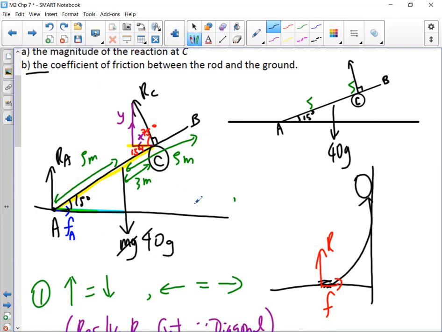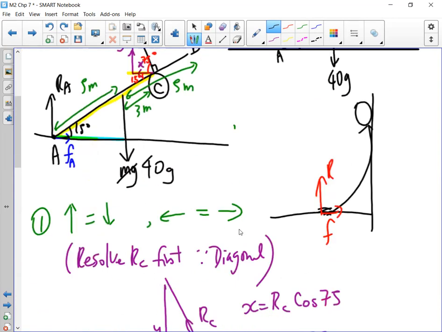You will answer most of the question, unless it's a 1 mark or 2 mark question asking you, what do we mean by uniform rod? What assumption you've made? That kind of stuff. You have to read the question. In terms of calculation, that's everything you have to do.